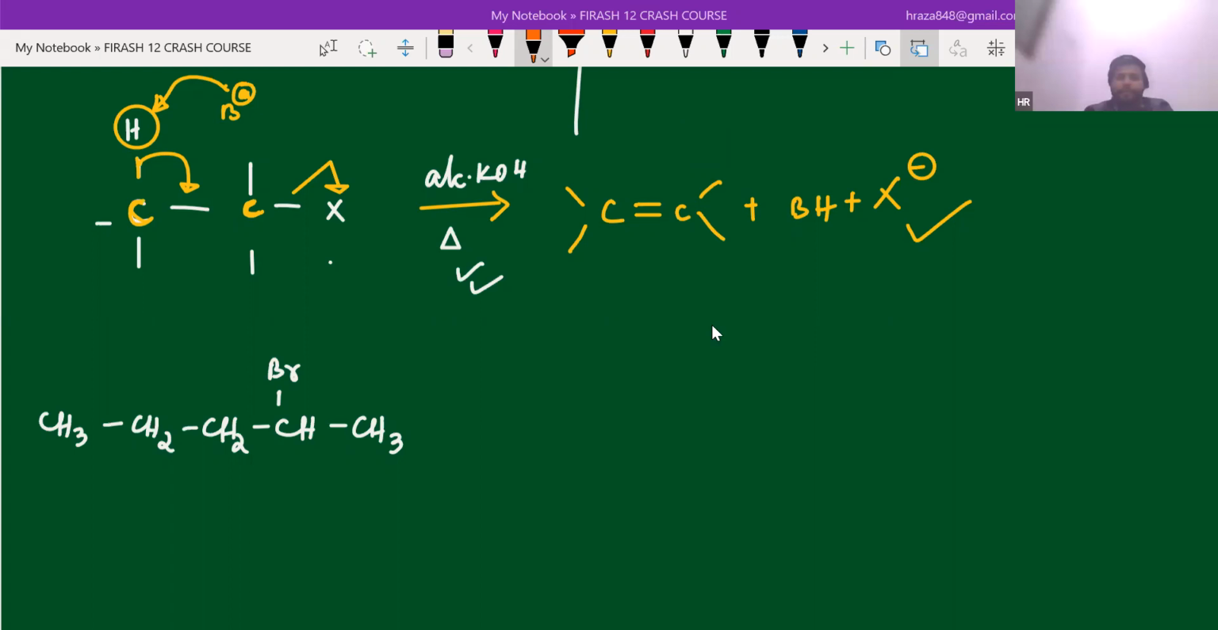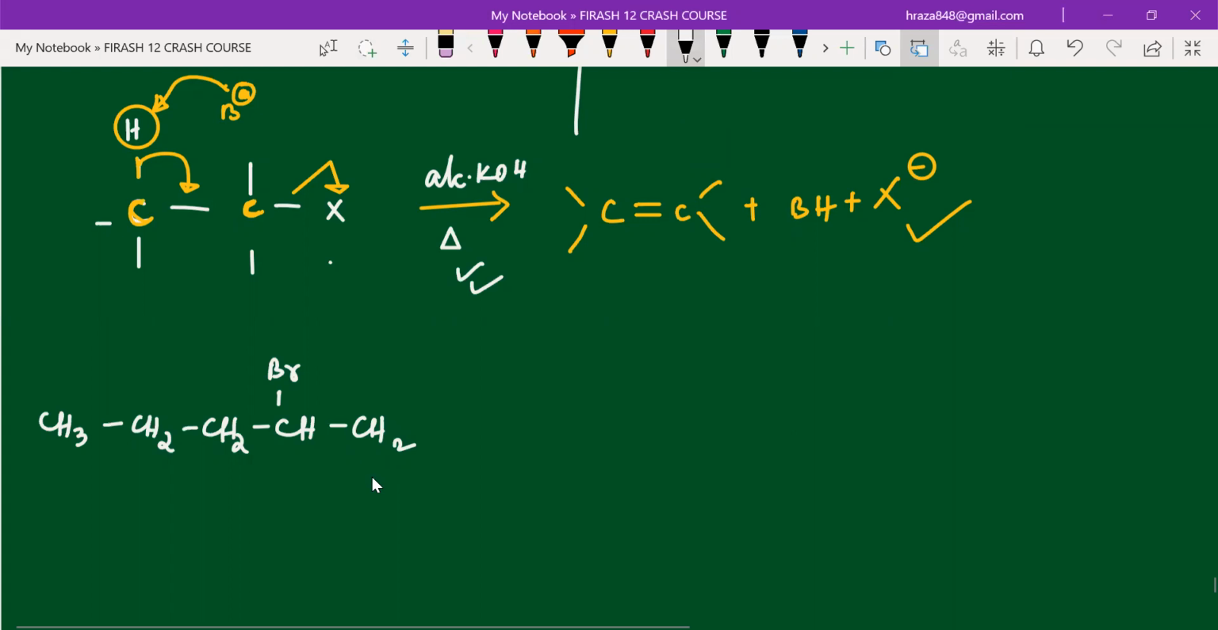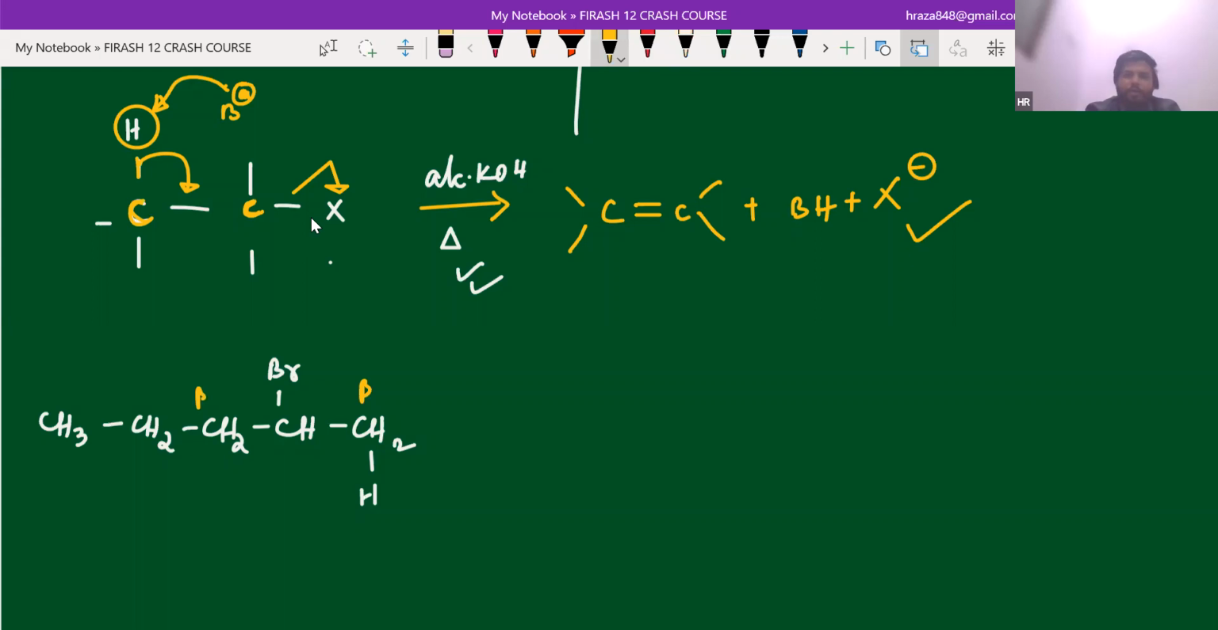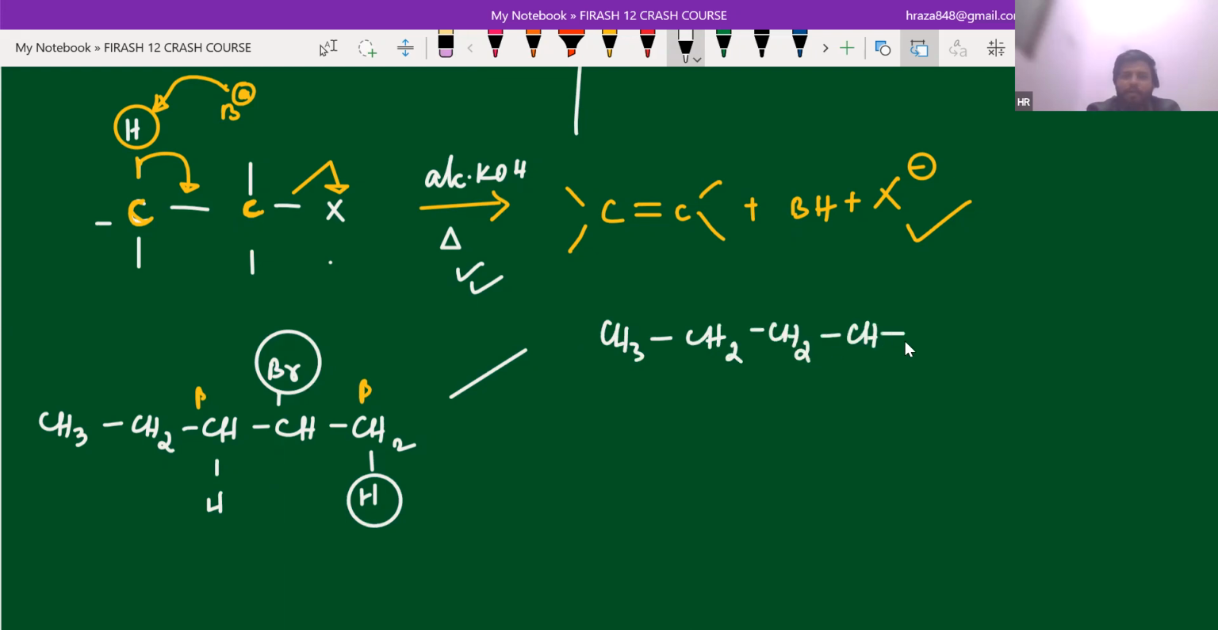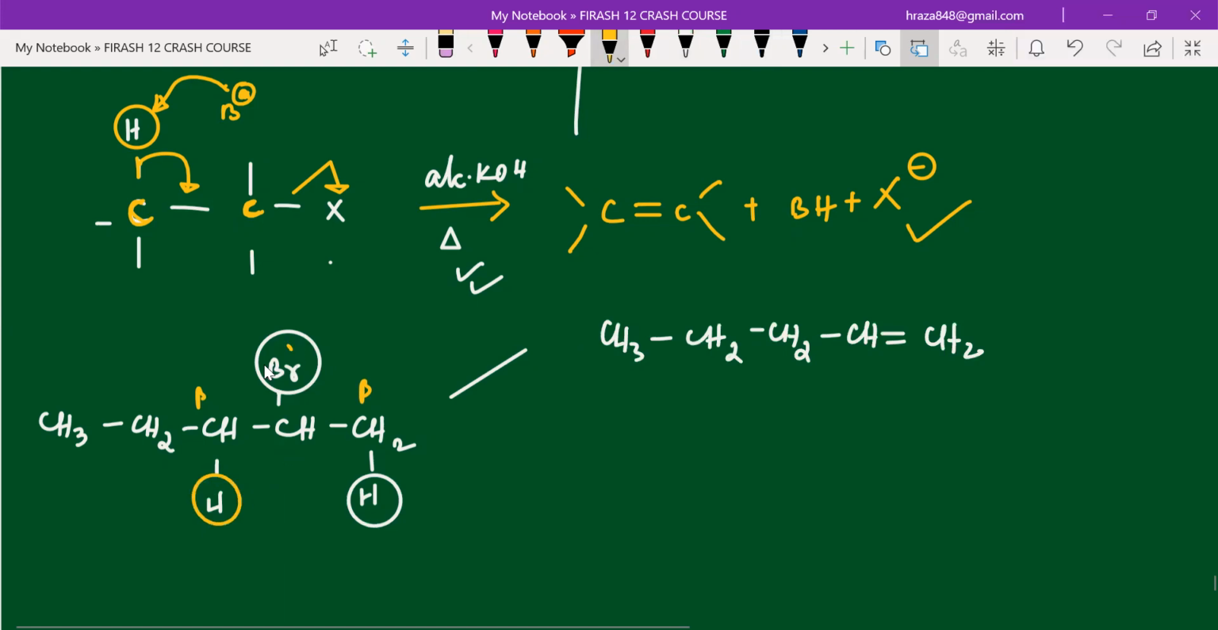Yes, so it will form two products, right? You can see this is beta and this is also beta. So I can write it like this. So this is what we get. This bromine and this hydrogen will go. Then we will get CH3, CH2, and then CH2 again, and then CH double bond CH2. And if this goes, and this goes, it's CH.